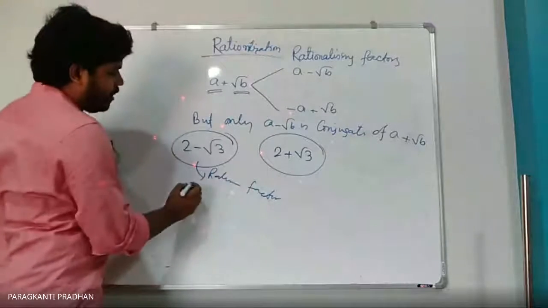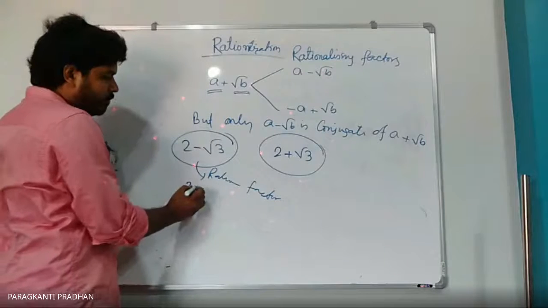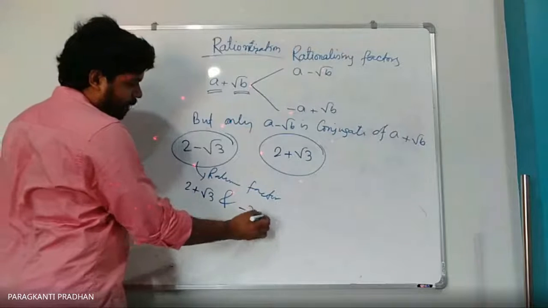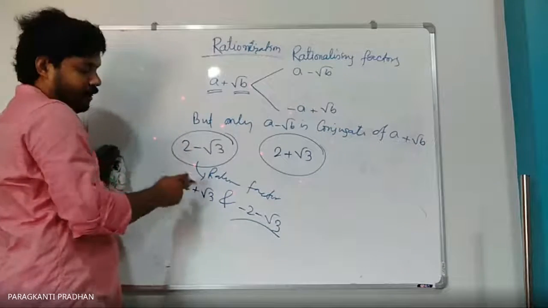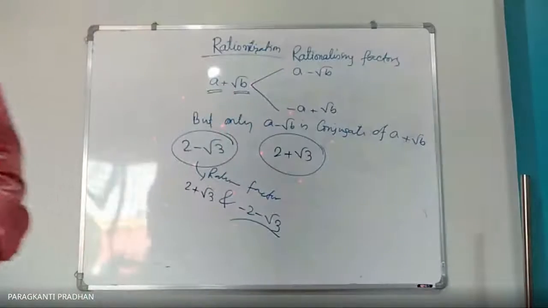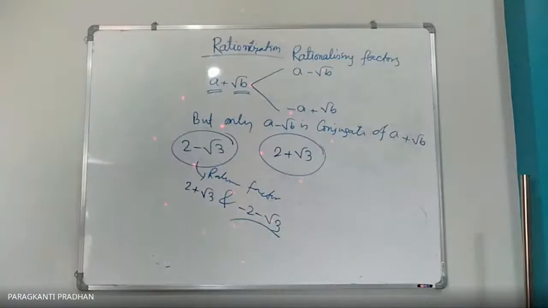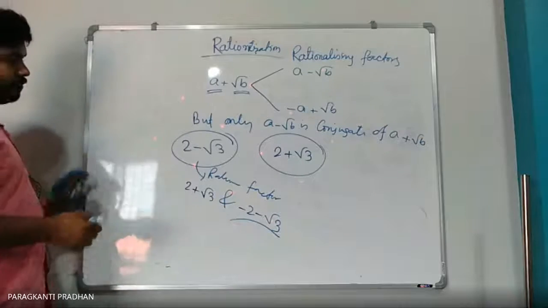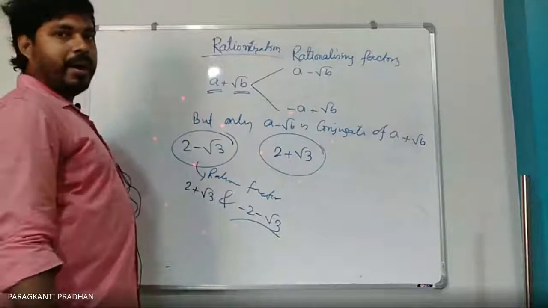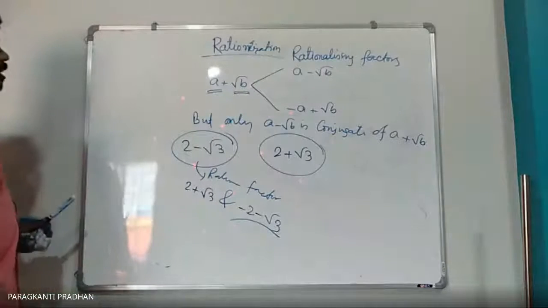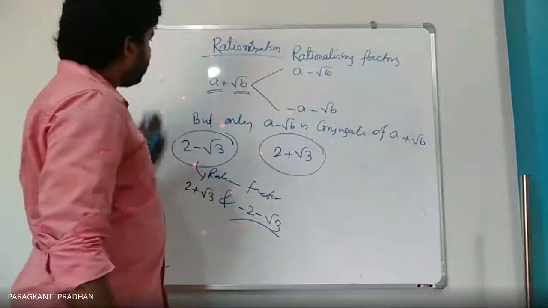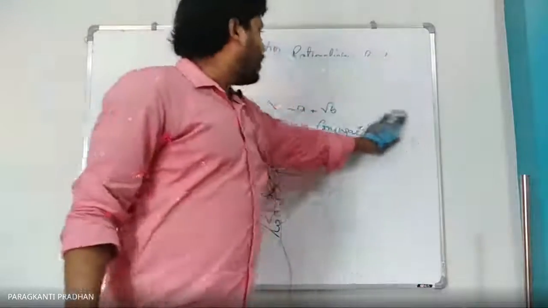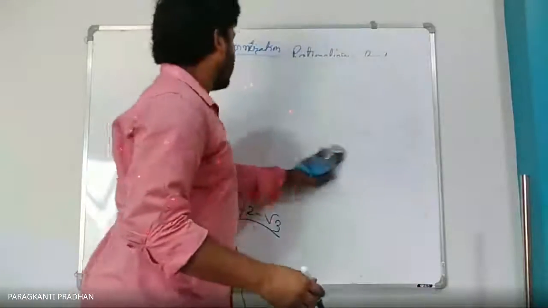The rationalizing factor is 2 plus root 3. Sir, 2 plus root 3 and 2 minus root 3. This sign will be changed one time and this sign will be changed one time. Okay. Two plus root 3 and 2 minus root 3. Now I'm going to the next part. Is it clear? Now I'm asking you one question.